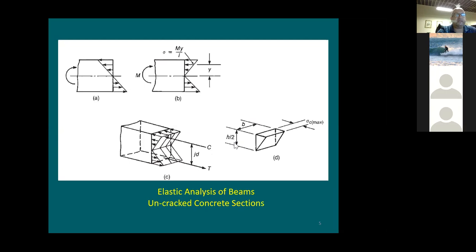Now my question to you is, where do you think this C is going to happen? Where is the point of application? I'm going to say it's at 1/3 from the top. Am I correct? Because here it's a triangular distribution. So C is 1/3 from the top. And T is at 1/3 from the bottom of this triangle. The distance between them, I can just call it jd. Some Y distance. I don't care about it for now.